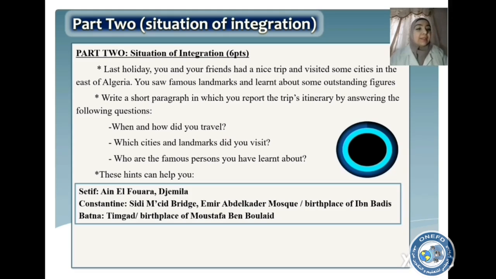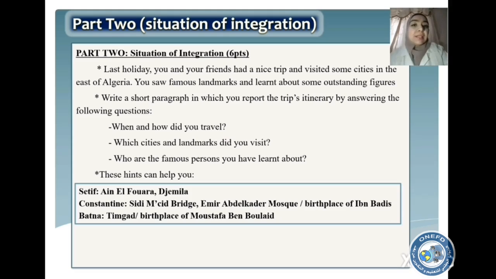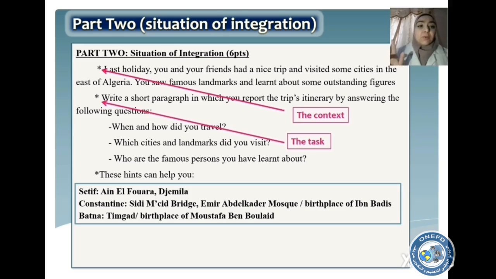Mustafa Ben Boulaid, etc. So first, let's see how my situation of integration is composed. The situation of integration is composed of 3 parts. You have the context, it means the situation, what is happening, the task, what you are asked to do, and the support. The support is a help. They will help you with something. They will tell you what language you will use. They can give you information, etc.